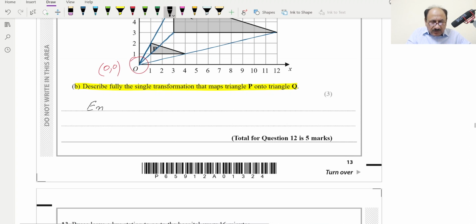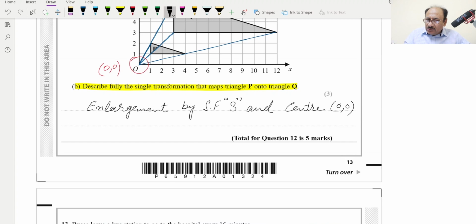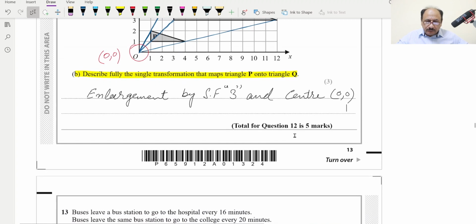So this is enlargement by scale factor 3, and center of enlargement is what? 0 0. This is done.